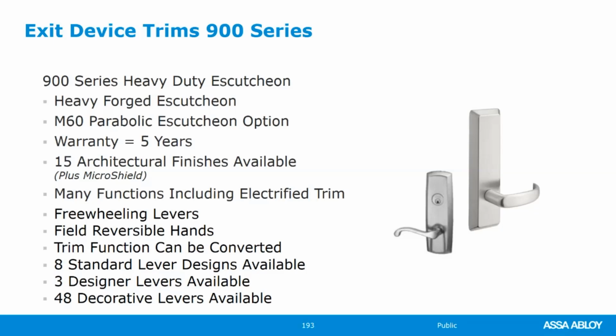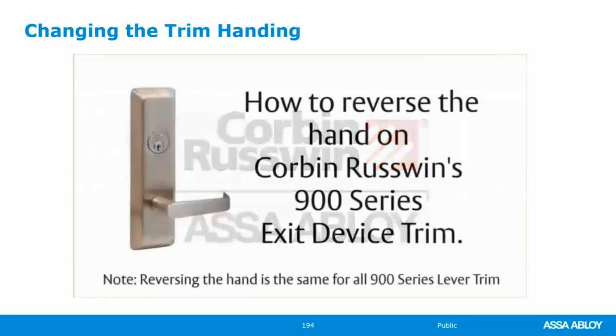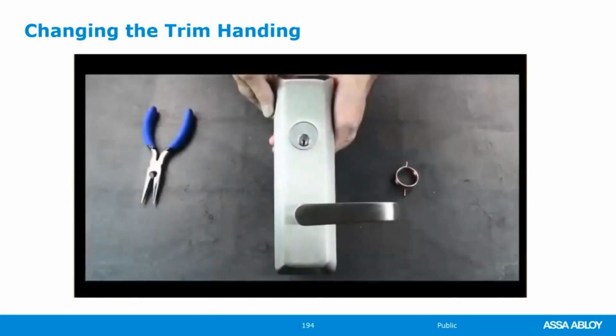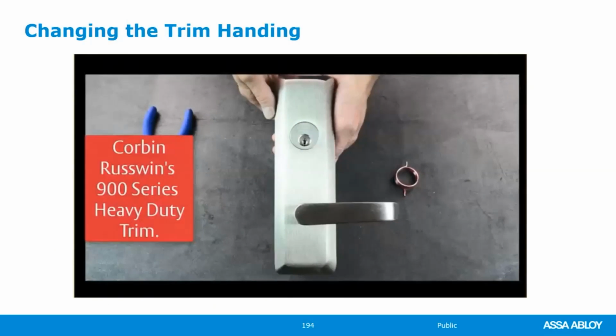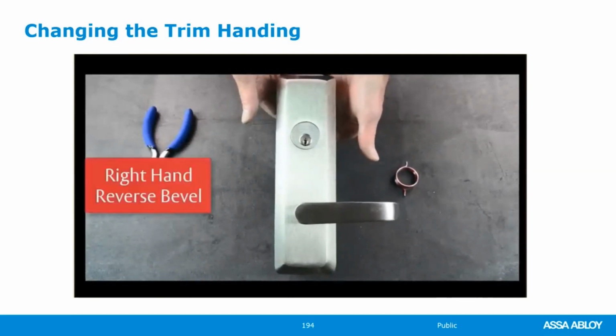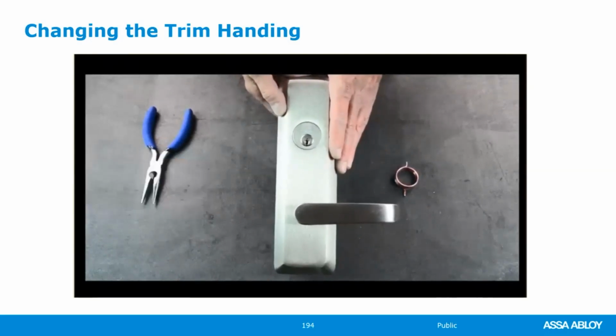We're going to watch a quick video here and show you how to change the trim, how easy it is. Here we have Corbin Russwin's Heavy Duty 900 Series trim. This trim is used with the ED 5000 Series exit device. Right now this trim is set up for a right hand reverse bevel. We need to change this over so it can be used with a left hand reverse bevel door.